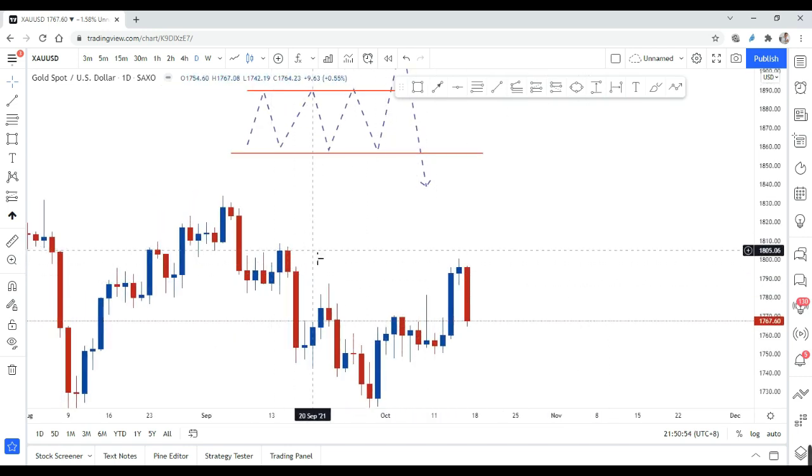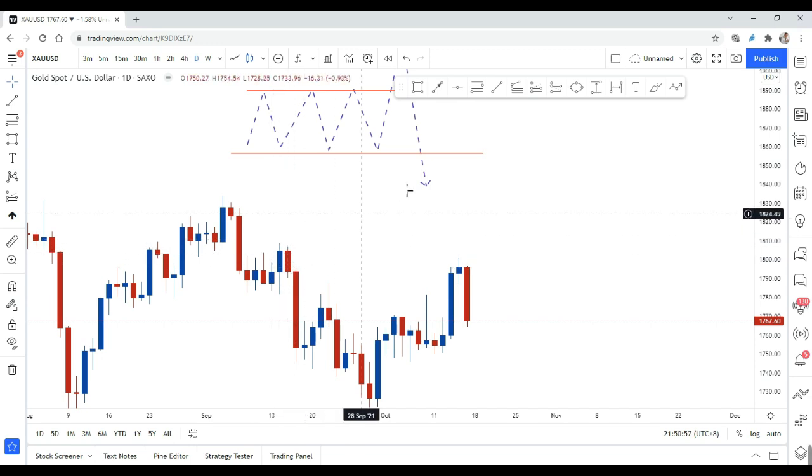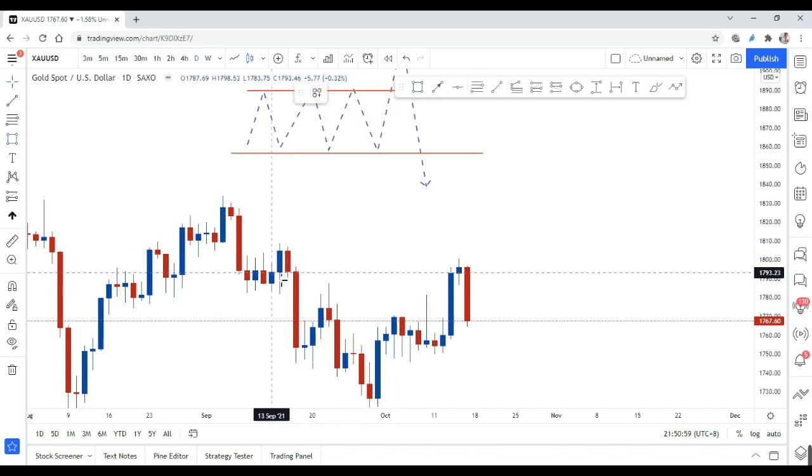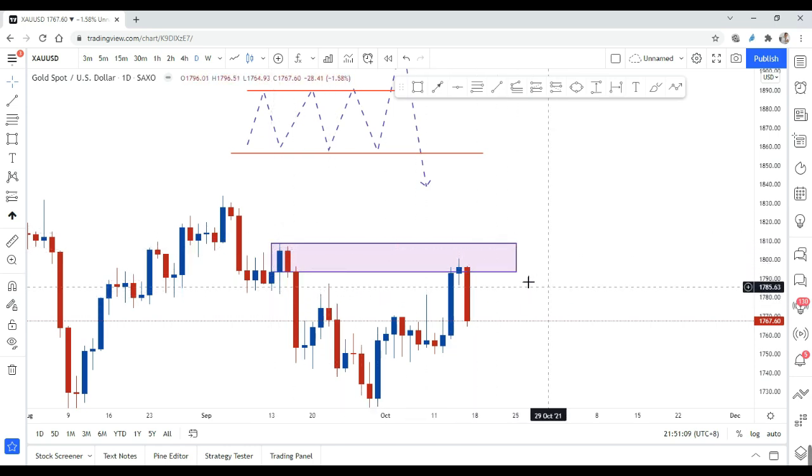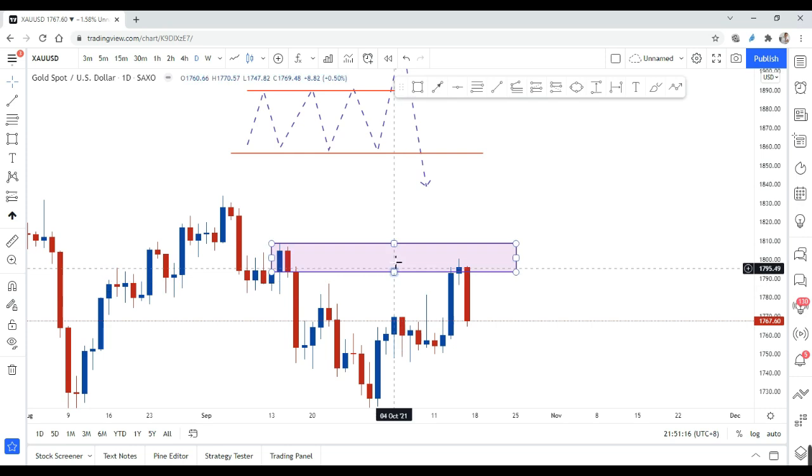So over here, we know that there is one fresh supply zone. Let me label it. This is your supply zone. So how do you get a confirmation? I've shared with you before that one of my favorite methods of confirmation is that there is a QML inside this price when it moves into this zone.